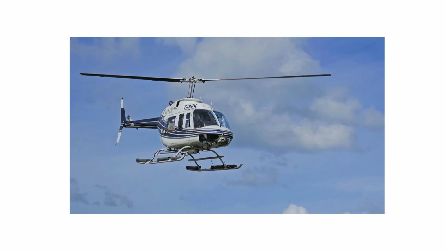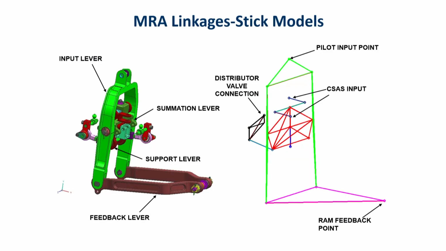In a helicopter, you generally see you have one main rotor and you have a tail rotor. So, this is a main rotor, and this is a tail rotor. Okay. So, each one of them will be generally operated by electro-hydraulic actuators. So, in this case it is a main rotor assembly linkages.